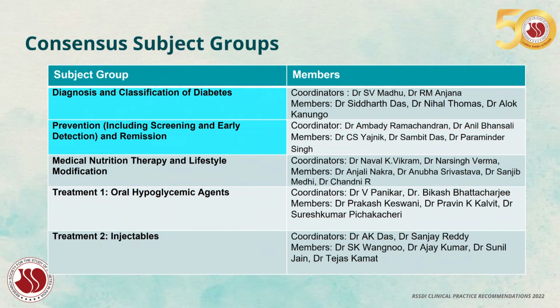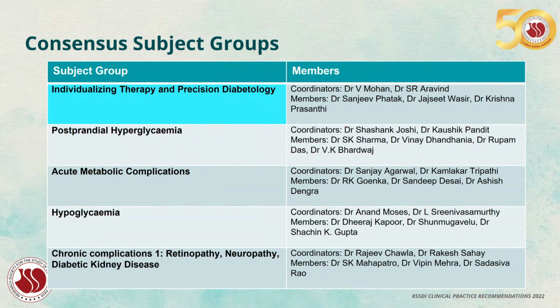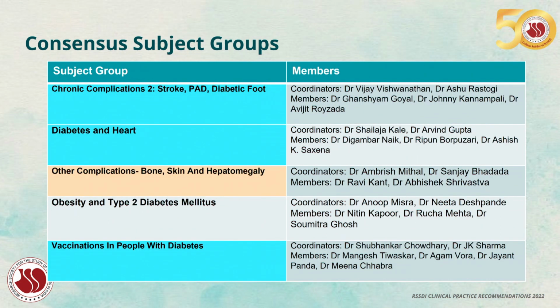The earlier section on diagnosis was improvised to increase the context, and this was changed to diagnosis and classification of diabetes. The next section on prevention was expanded to include the remission of diabetes, because this has become an important area of concern. Then the section on individualizing therapy was expanded to include individualizing therapy and precision medicine as far as the management of diabetes is concerned. All other sections also have been updated, and new references and new data have been included there.